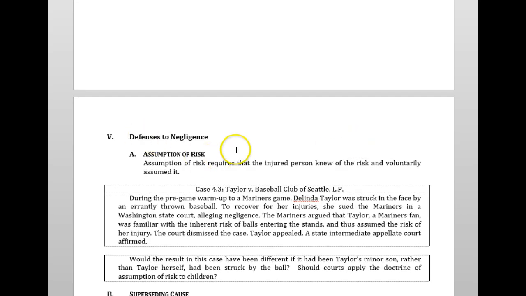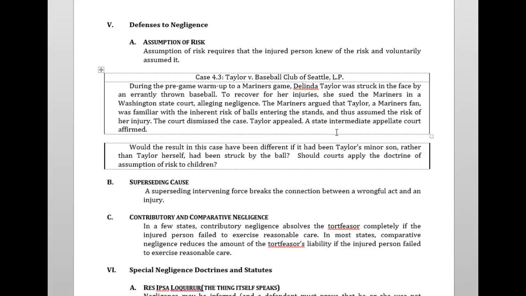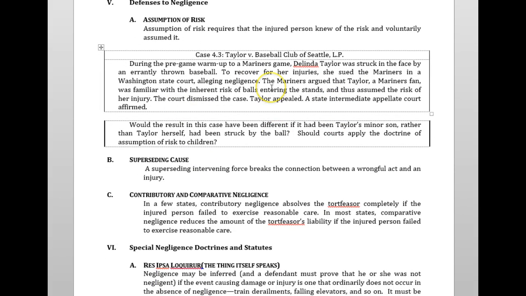Now, there are defenses to negligence. There's something called the assumption of risk, and here's a very good example of it. Assumption of risk, if you're going to use that for a defense, requires that the injured person knew of the risk and voluntarily assumed it. Here's a lady who went to a baseball game, was a fan of theirs, and sat very close to the pitching area, and was hit in the face by a thrown baseball.